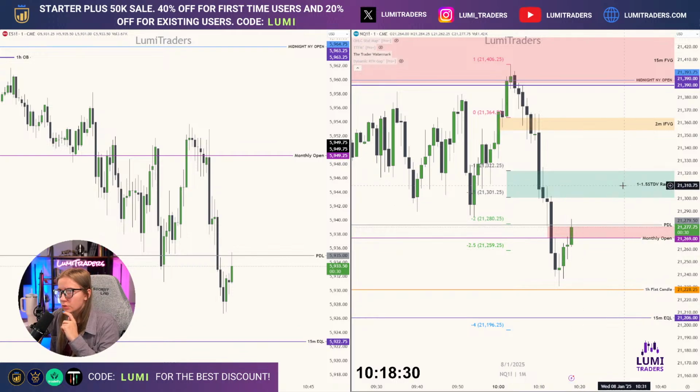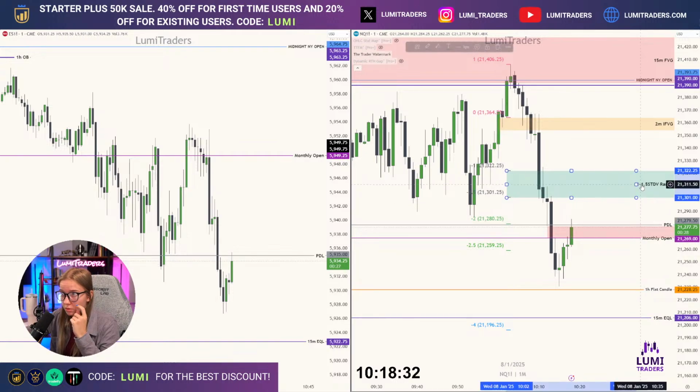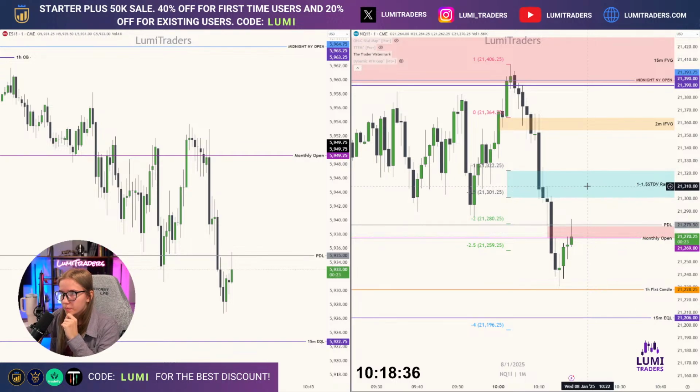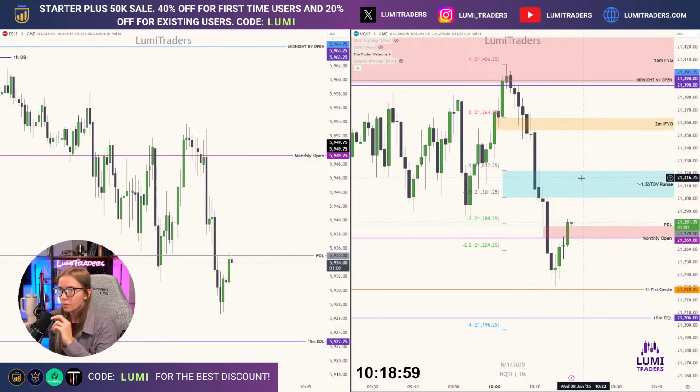Interesting. Ideally, I would like to see a move to this blue box. It's not really blue box. Let's change the color. There's a blue box right here. Maybe I'm asking too much, but 40 points move up. We'll see.